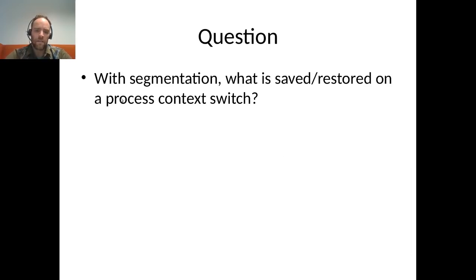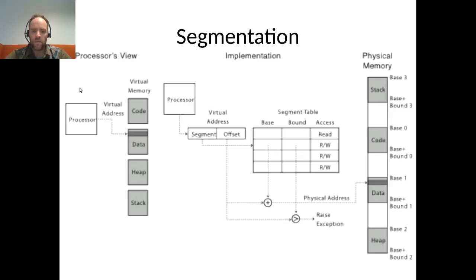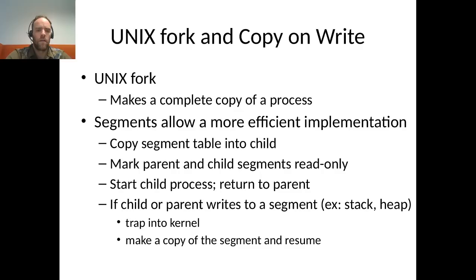So that's basically what we need. Inherently in this segment table, of course, we have the base and the bound. So there we're already saving the same thing that the base and the bound register approach was saving. And we also need to save the other information in that table. So that's the access permissions.